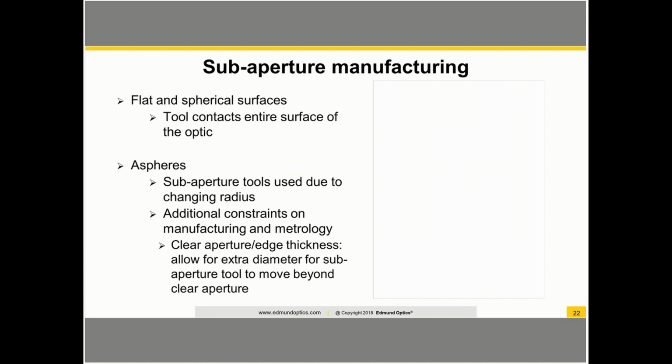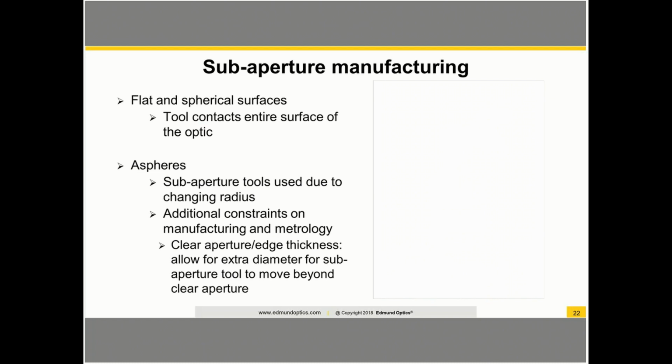The manufacturing process for aspheres is fundamentally different than what you might be familiar with from spherical lenses, and it leads to different constraints. For spherical lenses, typically the grinding and polishing tool contacts the entire surface of the lens simultaneously. But for aspheres, because they have a unique shape, the radius of curvature is constantly changing over the surface, and this requires us to use a much smaller tool spot size.